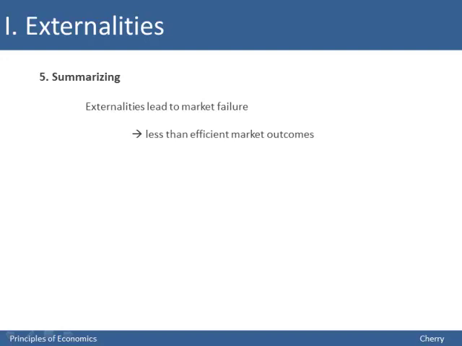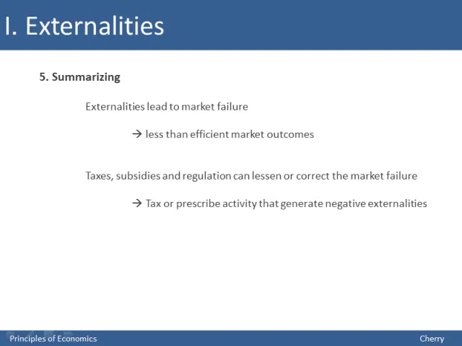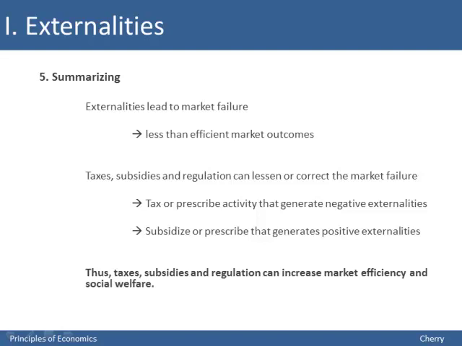And of course, the larger the externality, or the larger the external effects, the larger the market failure is going to be. And we have policies that can correct this situation, correct the market failure, and you could tax and subsidize the activity to adjust the price to be more reflective of those external costs and benefits. And in this way, taxes and subsidies and regulations that correct these market failures can increase market efficiency and social welfare.